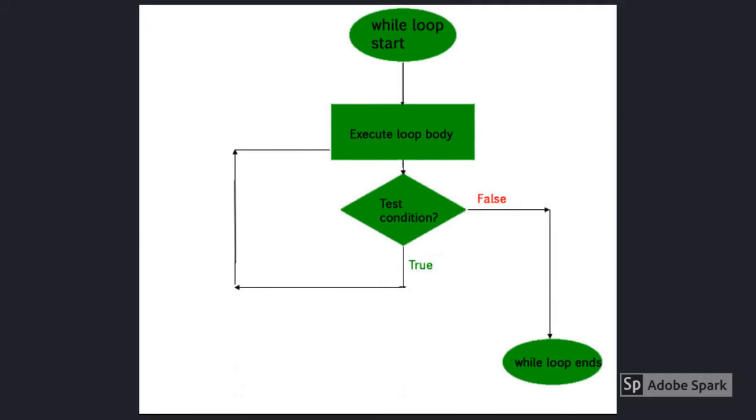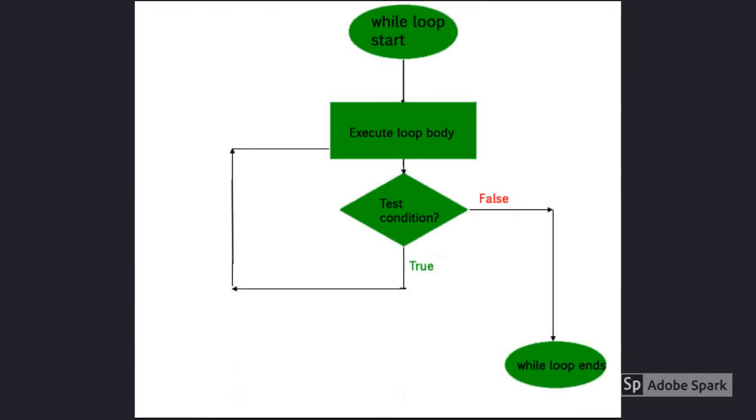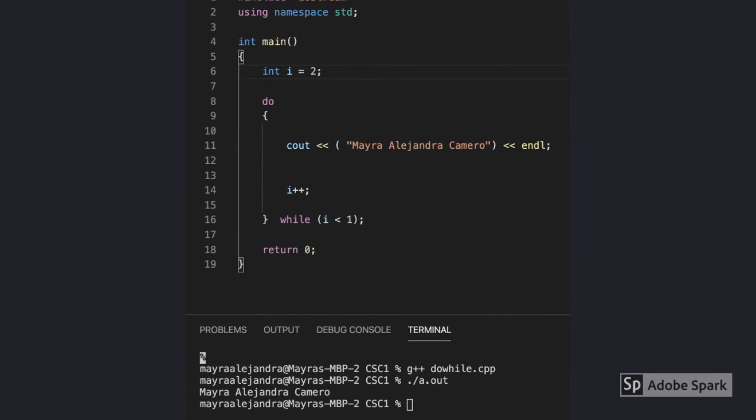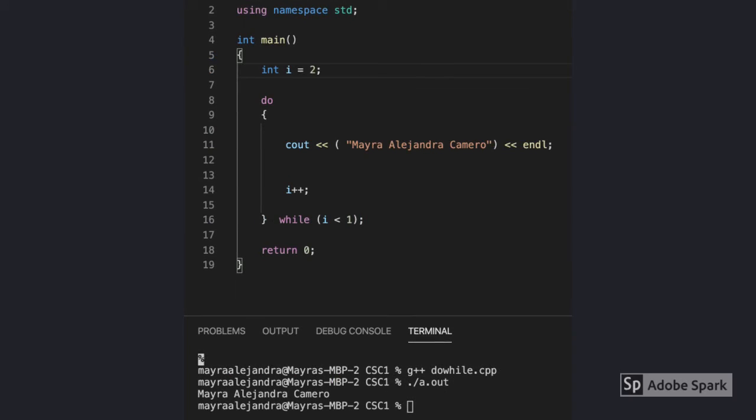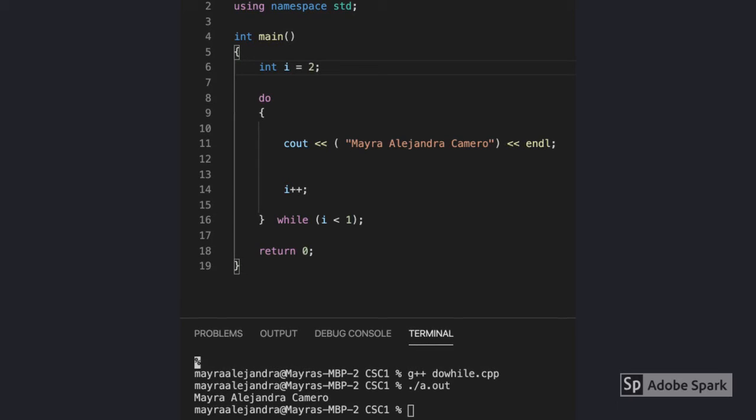In do-while loop, the loop body will execute at least once irrespective of test condition. In the program, the test condition is to see if I is less than 1. So here int I is equal to 2, which means that it's false. So the loop is exit and will only execute once.